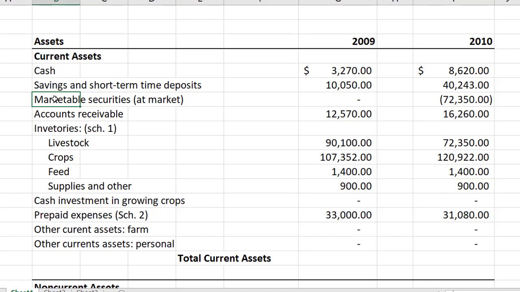What's going on here is that this farm in 2010 is holding on to some contracts sitting at the Chicago Board of Trade, meaning they've bought or sold contracts that represent their crops up in Chicago. And this is something that's very commonly done in order to hedge. And what's going on here is that the farm has lost $72,350 in 2010 on their marketable securities.